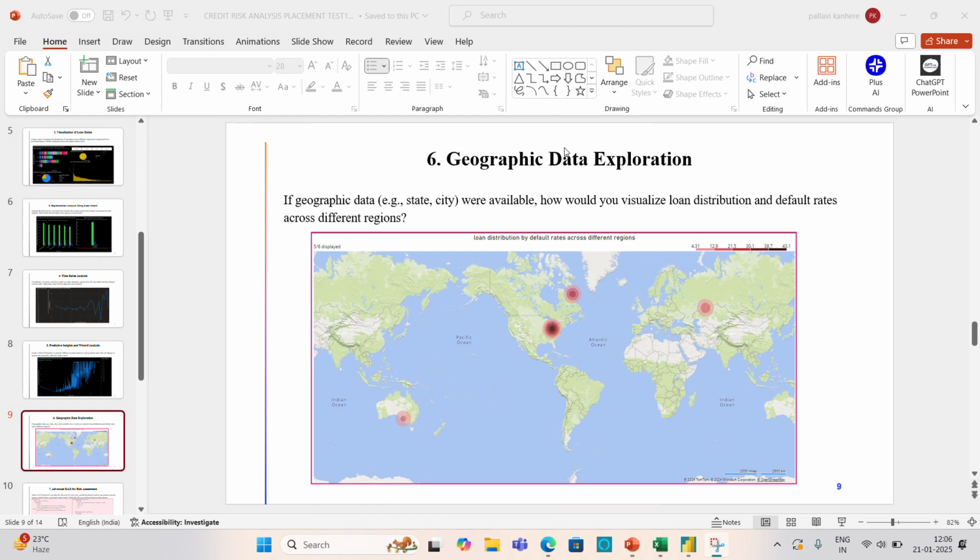Six is the geographic data exploration. If the geographic data were available, how would you visualize the loan distribution and the default rates across the different regions? In this, I created the heat map to display the loan distribution by the default rate across the different regions.